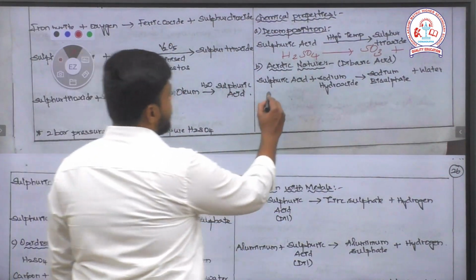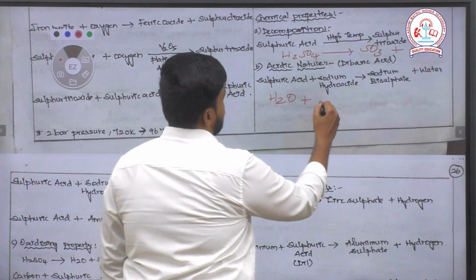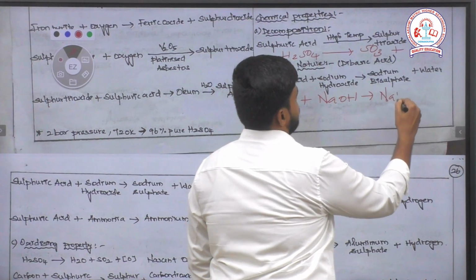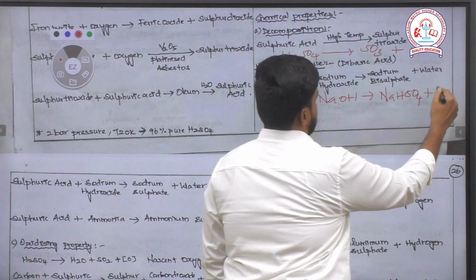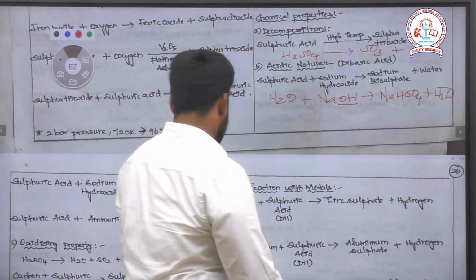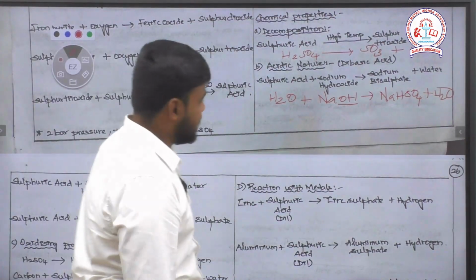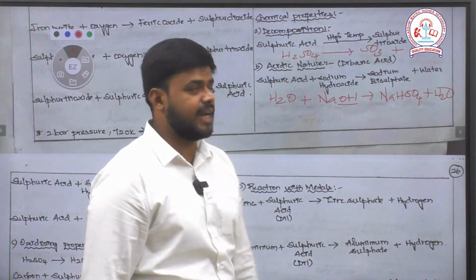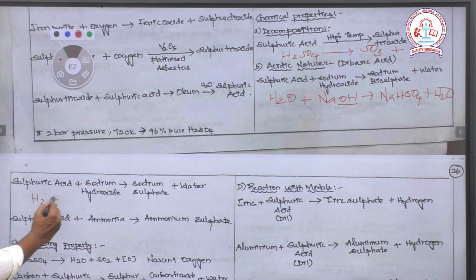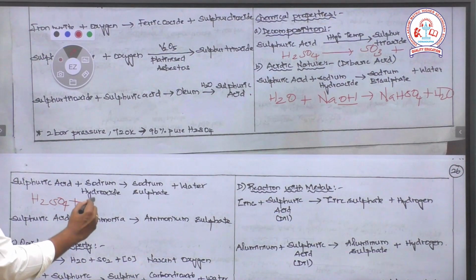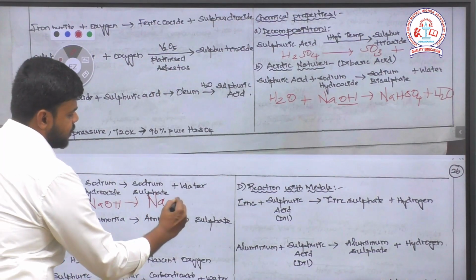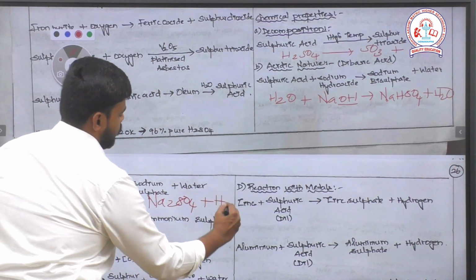We'll look into it. Sulfuric acid reacts with sodium hydroxide, NaOH, to form sodium bisulfate, which is NaHSO4 plus H2O. So one of the hydrogens will take up the OH and go as H2O. So this is sodium bisulfate. This reaction actually continues. From this reaction it shows that it has one replaceable hydrogen. When the reaction is continued further, the sulfuric acid reacts with sodium hydroxide and forms sodium sulfate, Na2SO4, plus H2O.